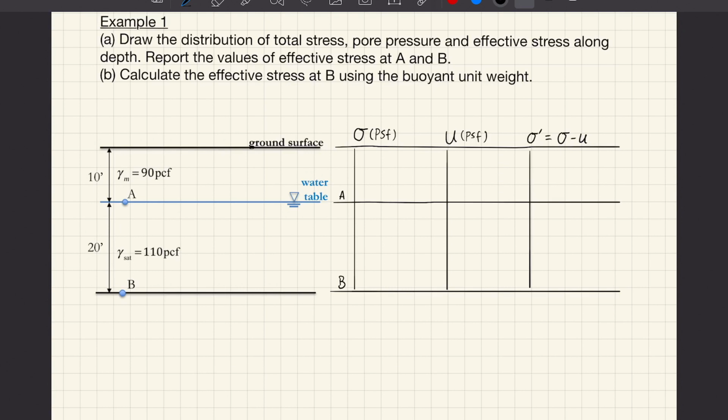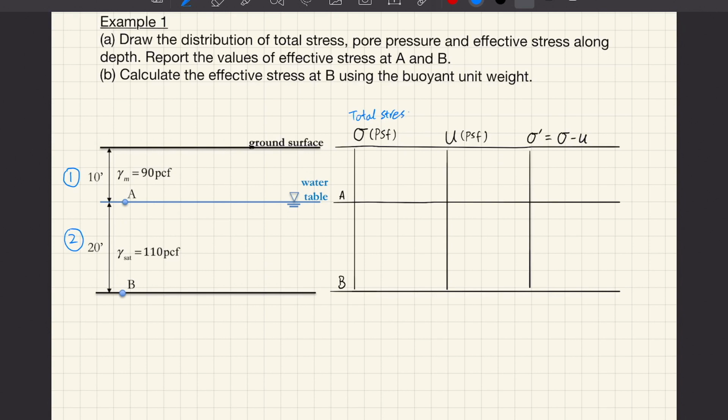We have layer 1 that's above the groundwater table, so you're going to use the moist unit weight for stress calculation. Layer 2 is below the water table, so the soil is fully saturated. I'm going to draw the distribution of total and effective stresses as well as pore pressure. First, let's start with total stress.